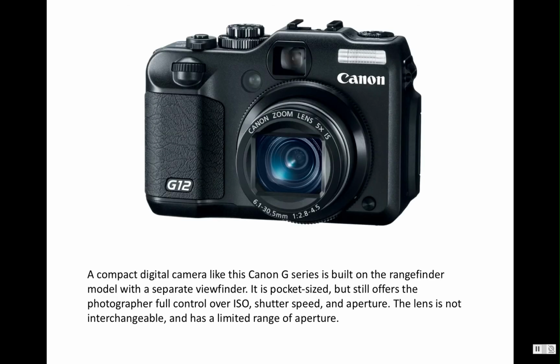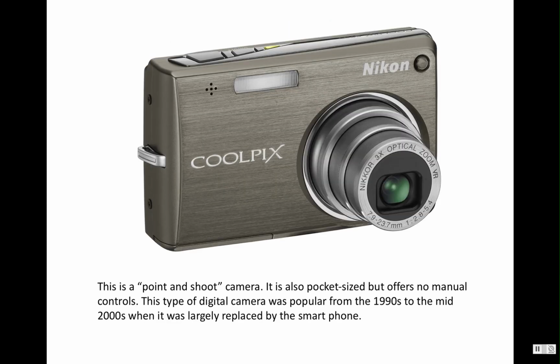Let's talk about some compact cameras. These would be smaller than an SLR. This compact digital camera is the Canon G series. Still offers the photographer all the manual controls of like ISO, shutter speed, and aperture, but much smaller, can fit in your pocket. It's kind of built on the rangefinder model with a separate little viewfinder that you look out of, but it might have like an auto-focusing system. One downside: you can't change the lenses.